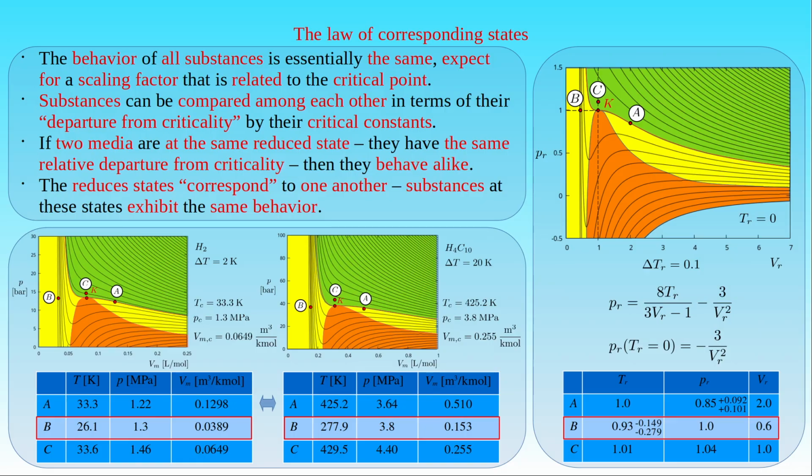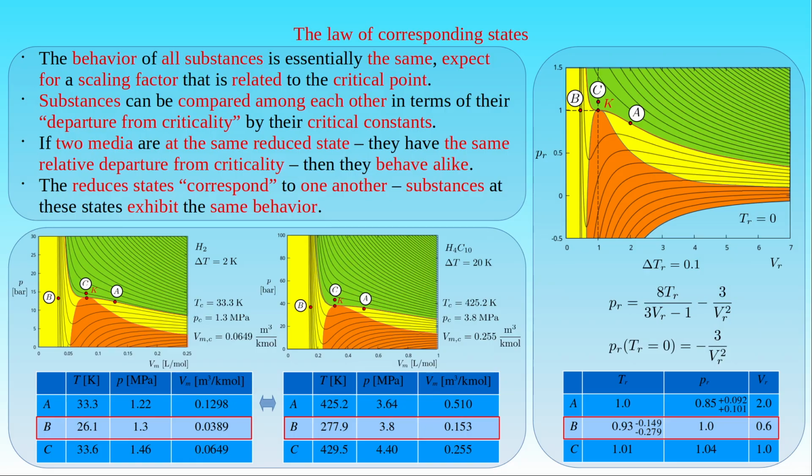The decrease of 0.149 in the value of the reduced temperature, equivalent to 26.1 Kelvin, gives 1.3 megapascal, that is the critical pressure of hydrogen, when it is substituted together with the molar volume 0.0389 cubic meter per kilomole into the equation of state. Similarly, the reduced temperature decreased by 0.279 is equivalent to 277.9 Kelvin, and we obtain the critical pressure when we substitute this value and 0.153 cubic meter per kilomole into the van der Waals equation.